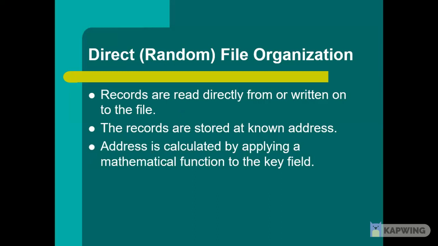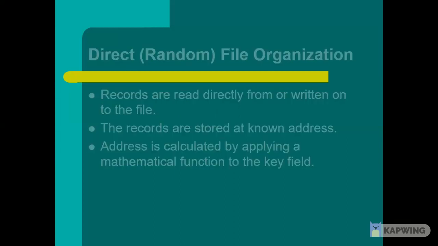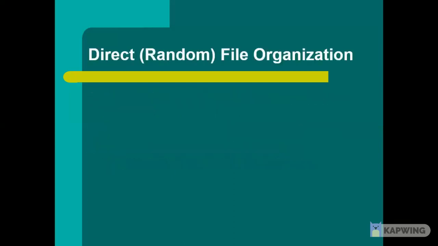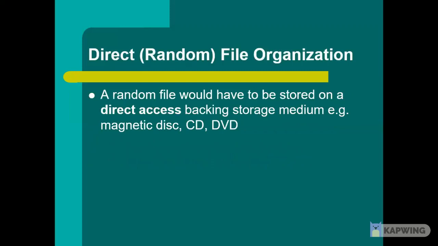The address is calculated by applying a mathematical function to the key field, for example, the hash function. So we can store the record. Then the random file has to be stored on a direct access backing storage medium, for example magnetic disks, CDs and DVDs.